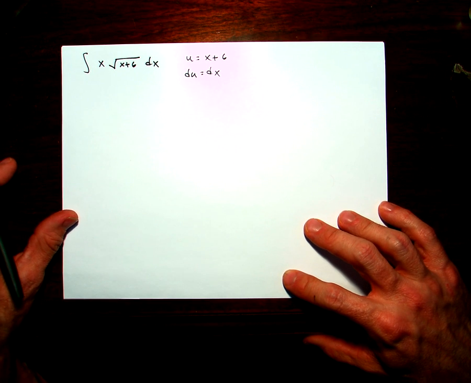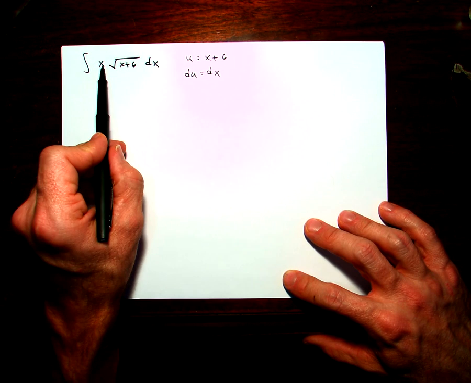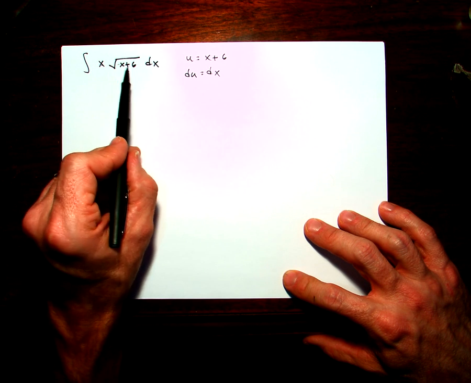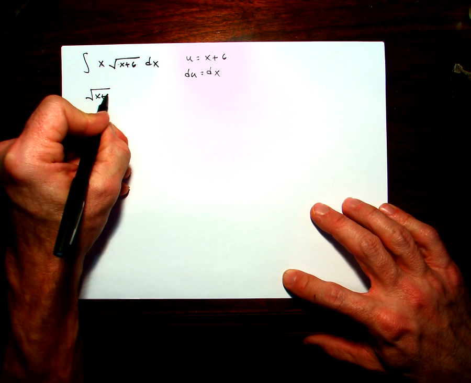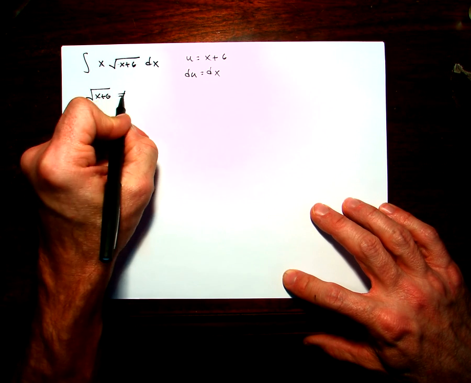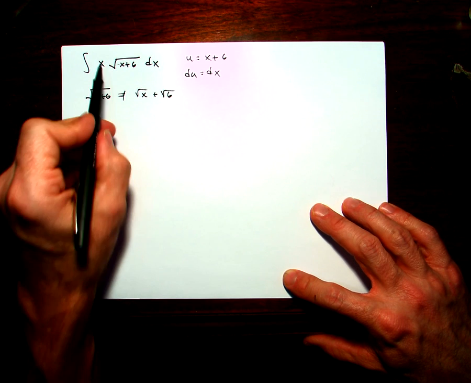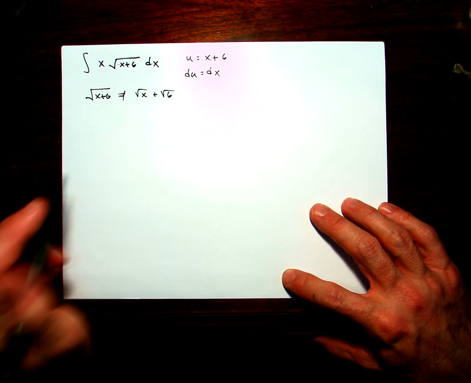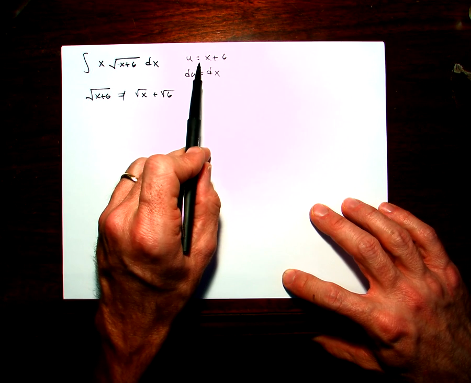This doesn't seem like a situation that substitution is made for, in the sense that we don't have a function and its derivative. The issue is, we can't distribute across this radical. The square root of x plus 6 is not the same as the square root of x plus the square root of 6, because then I could just distribute this x across both of those and find the integral of each of them. But here's the trick.